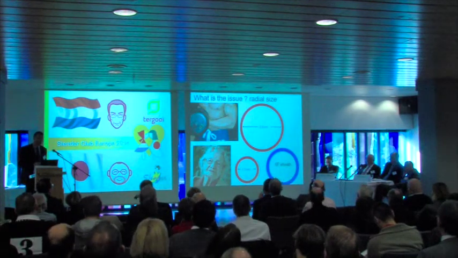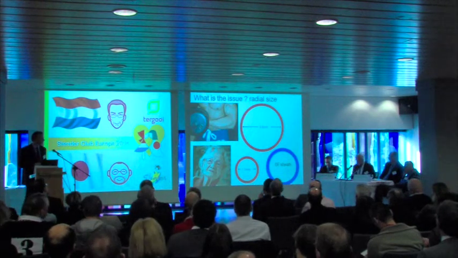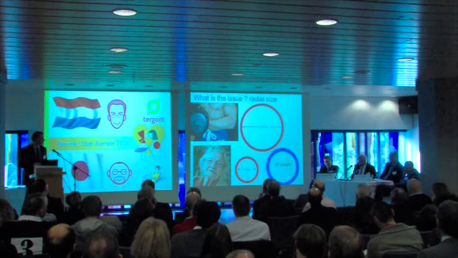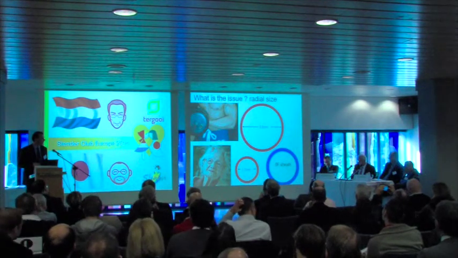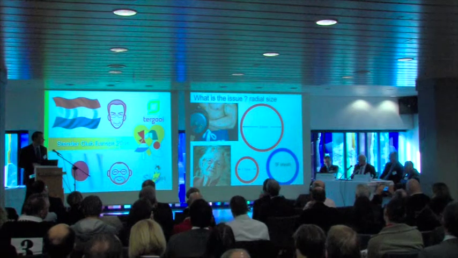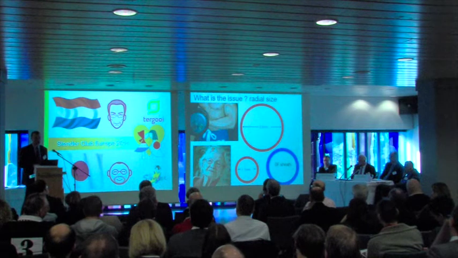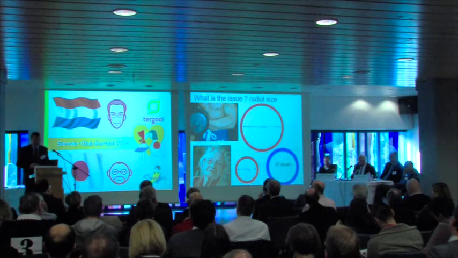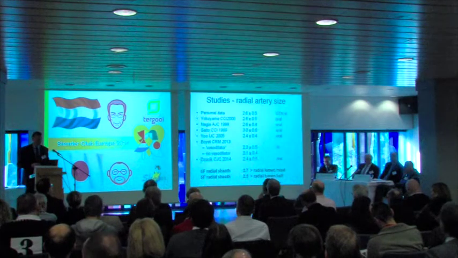So there's a wide variation in radial artery size. That's the first point that we have to understand. For those patients with small radial arteries, a radial 6 French sheath at 2.6, 2.7 millimeters is significantly larger than the radial artery lumen, and it's still significantly larger than the radial artery lumen after vasodilators.